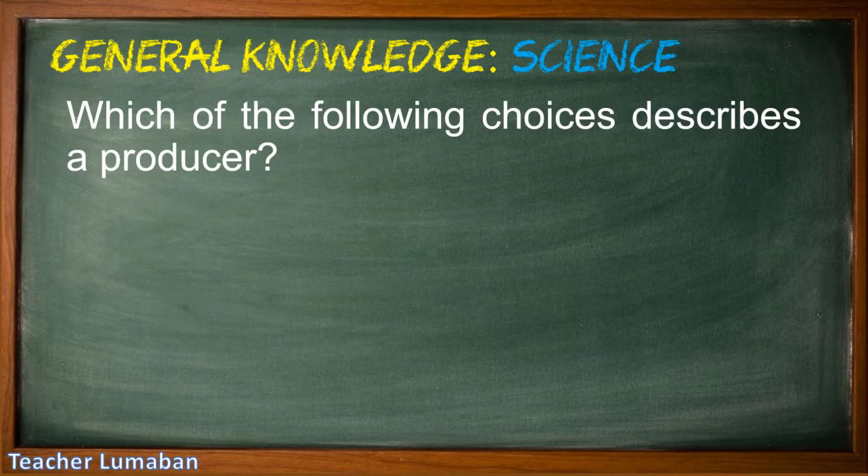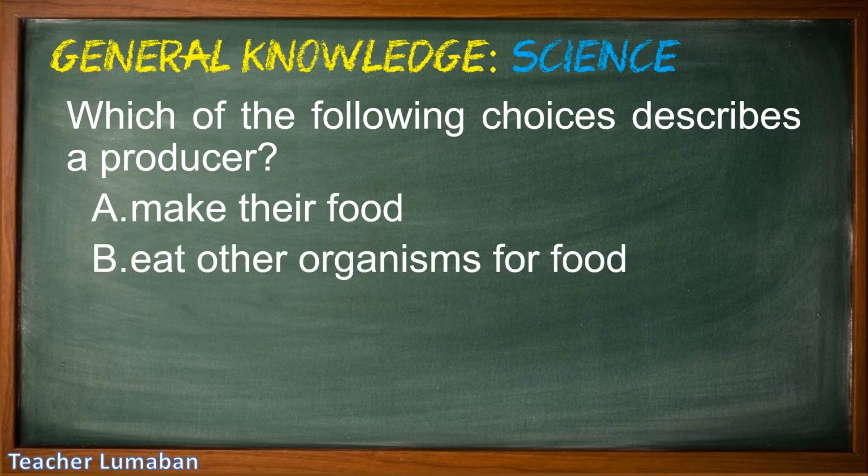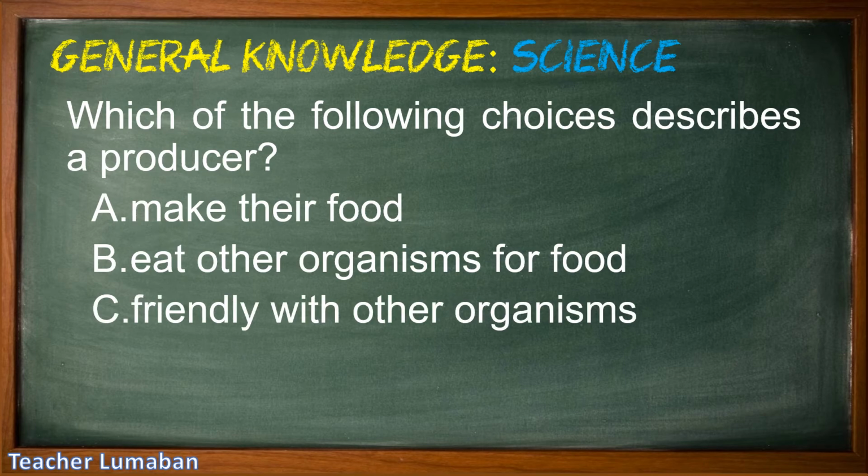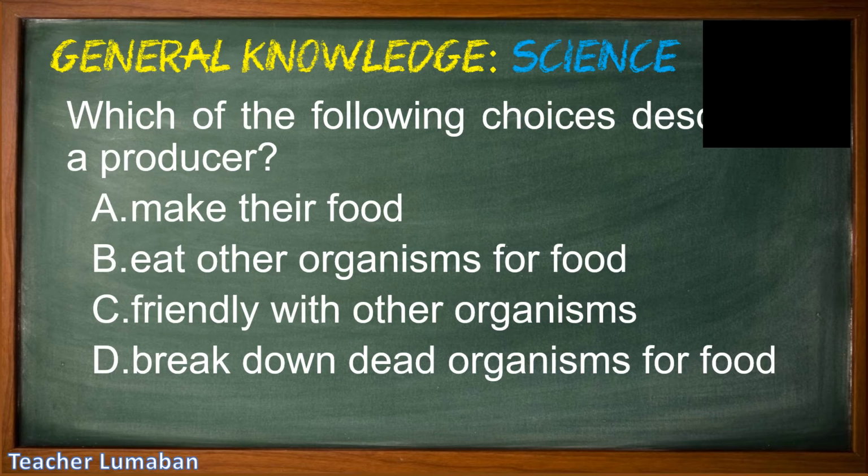Which of the following choices describes a producer? Letter A, make their food. Letter B, eat other organisms for food. Letter C, friendly with other organisms. Letter D, break down dead organisms for food. Please choose the suitable answer to the following choices in 5 seconds.